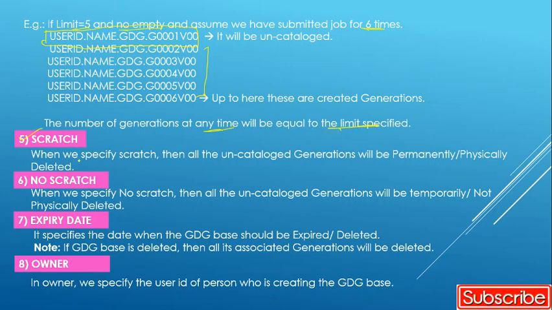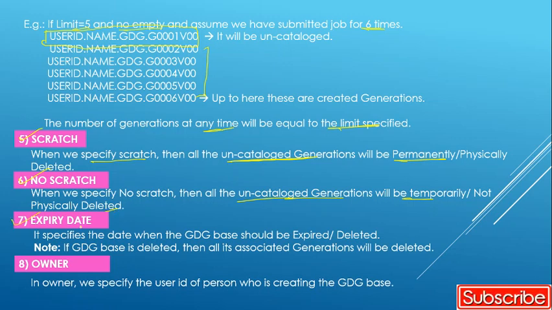And the fifth parameter is scratch. When we specify scratch, then all the uncatalogued generations will be permanently deleted. And when we specify no scratch, then all the uncatalogued generations will be temporarily deleted.